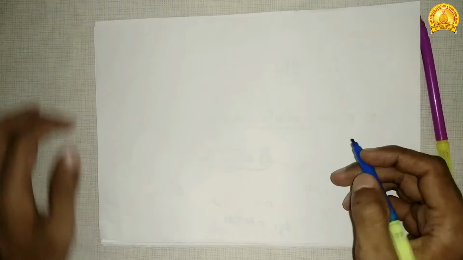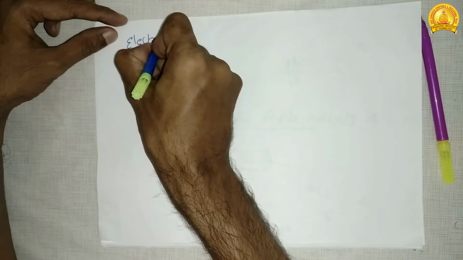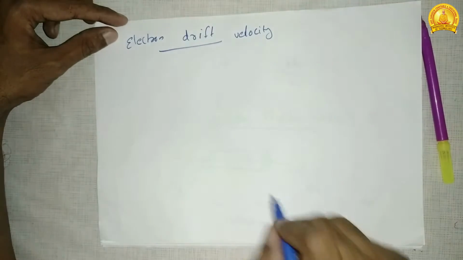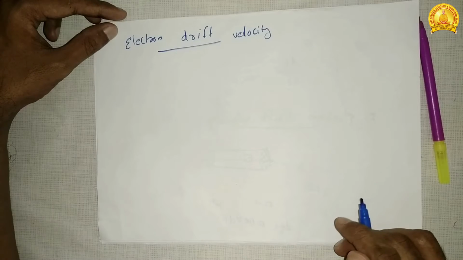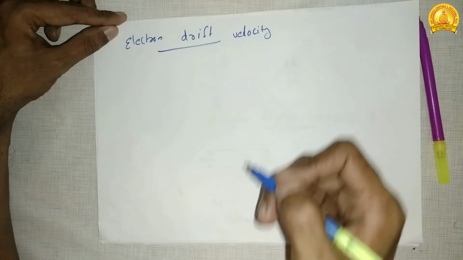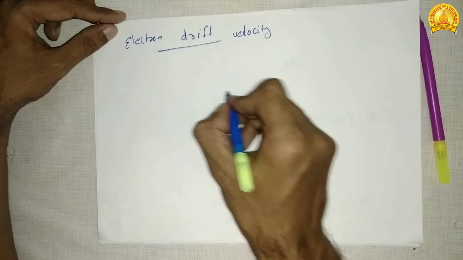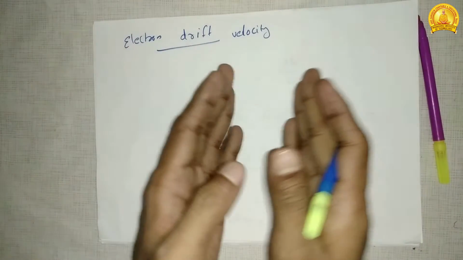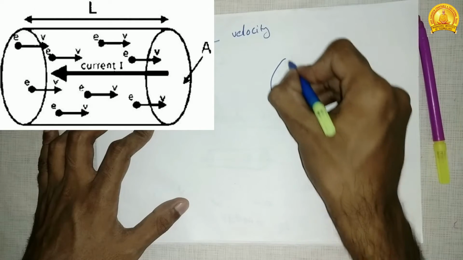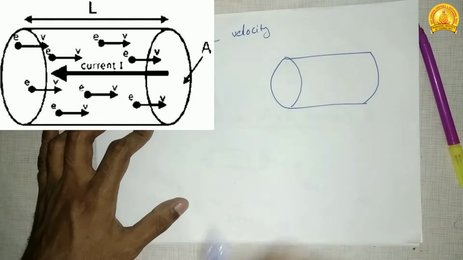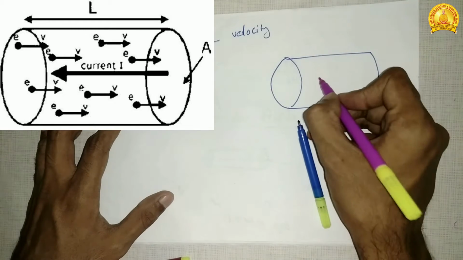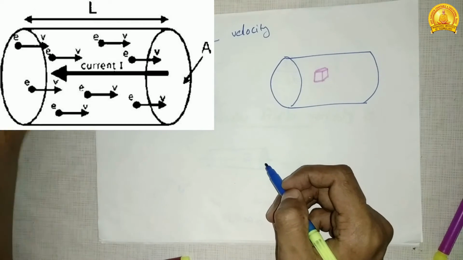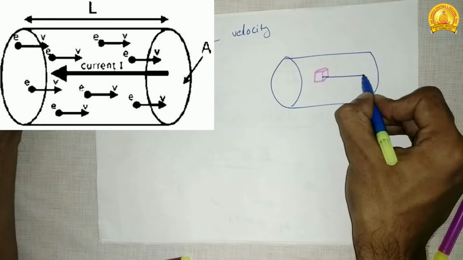So let's go to the electron drift velocity. What do you mean by electron drift velocity? Suppose that in a conductor, the number of free electrons available per meter cube of the conductor material is n, and their axial drift velocity is v meter per second. I am considering a conductor, similar to a wire. I am taking a small portion of wire, called a conductor, and a small volume here. In that volume, n number of free electrons are present and they move with an axial velocity.